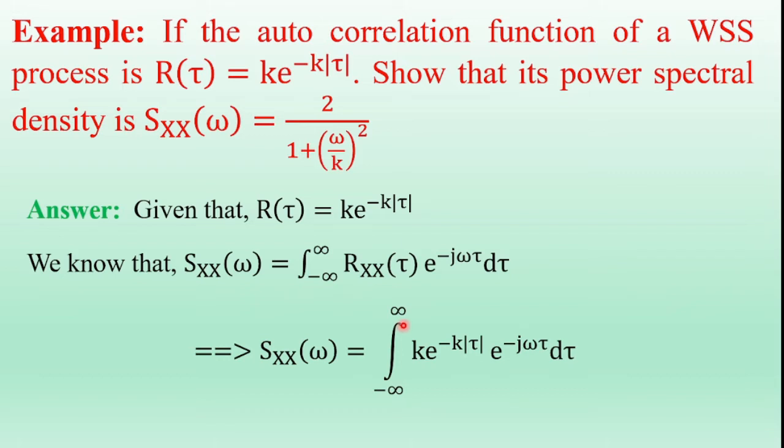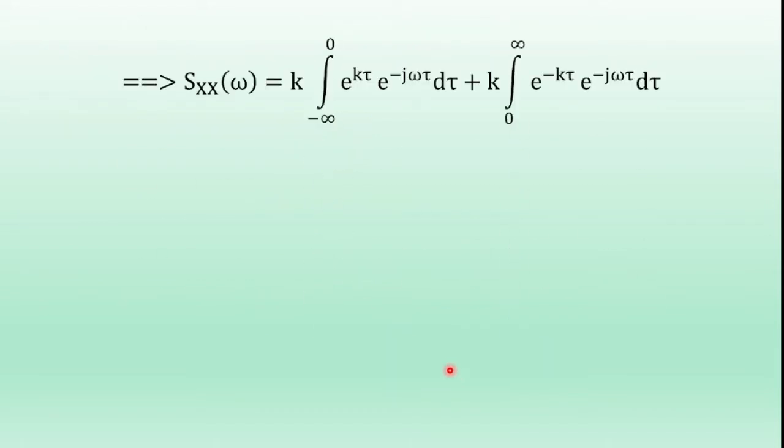Applying that condition, the right-hand side integral can be arranged as follows. k is a constant, so it is written before the integration. Integral minus infinity to 0 means tau less than 0, so mod tau is equal to minus tau, and the exponential term is e power k tau into e power minus j omega tau d tau, plus integral 0 to infinity. 0 to infinity means tau greater than 0, mod tau is equal to tau, and the exponential term is e power minus k tau into e power minus j omega tau d tau.